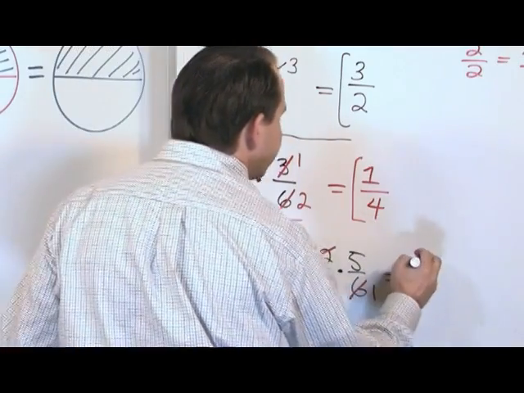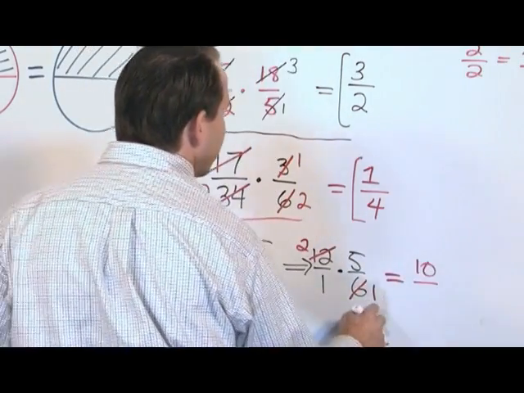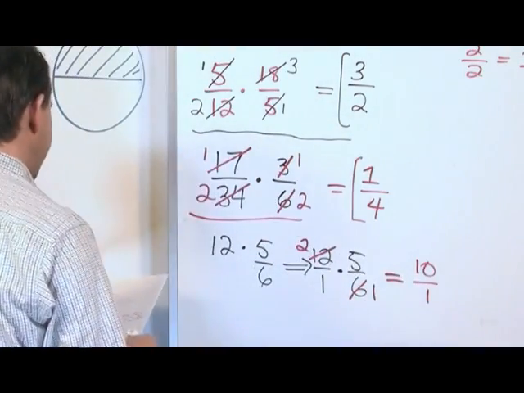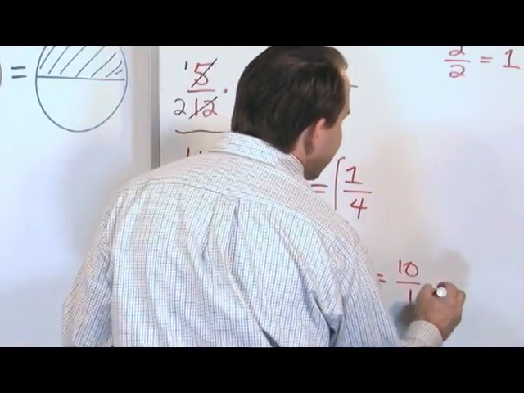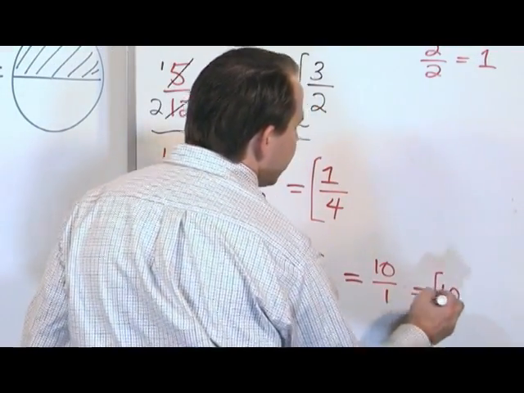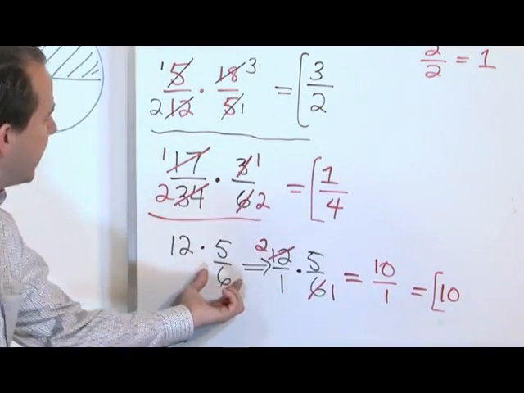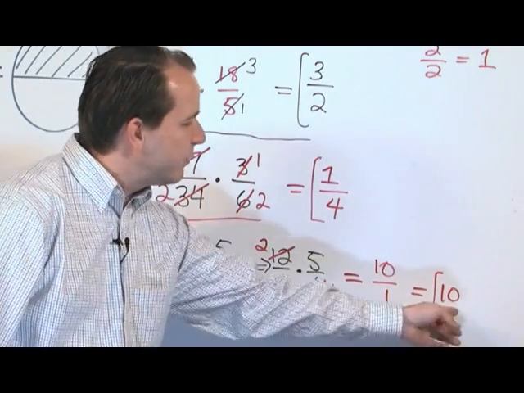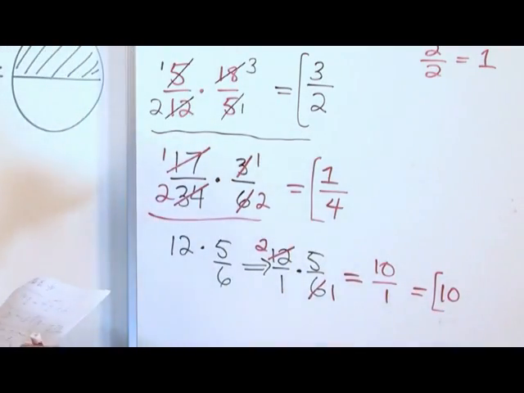2 times 5 gives me 10. 1 times 1 gives us 1. Now I can circle the answer and say 10 over 1, but don't forget, fractions are just division. So 10 divided by 1 is 10. And that's the answer. So if you take 12 and multiply by 5/6 in your calculator, you'll just get the number 10. That's going to come out the answer.